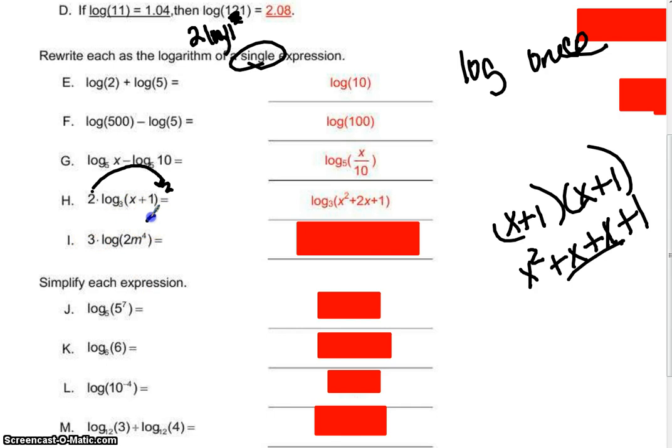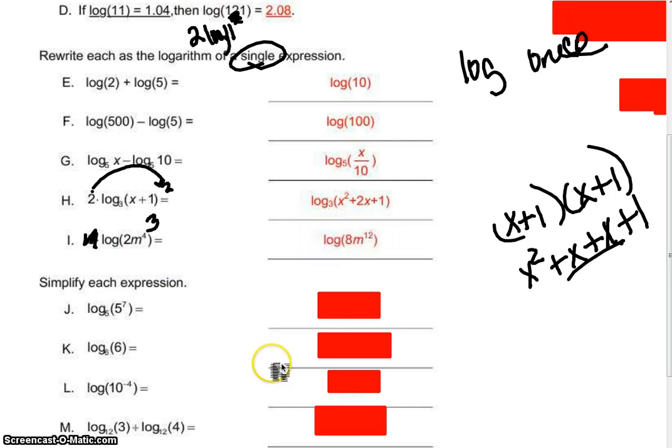This 3 has to go up here. Everything in there gets raised to the third. So 2 to the third is 8, and then you're going to multiply your exponents. So this becomes the log of 8m to the 12th.